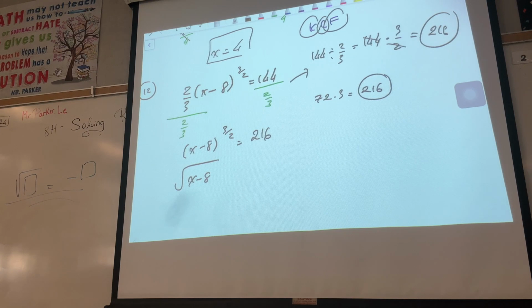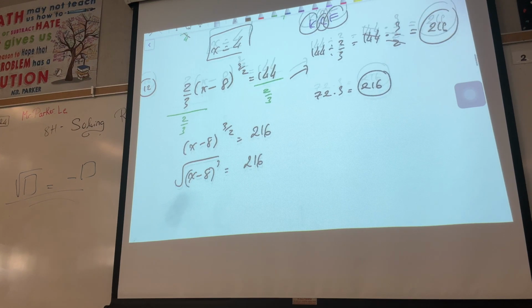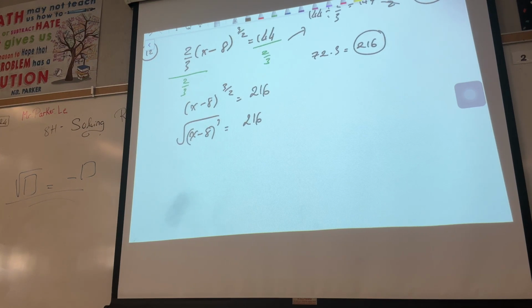Square root, right? The square root outside. What is inside? 3. Okay. Now, what do I do? How can I cancel the square root? You're going to square both sides. So far so good? Okay.